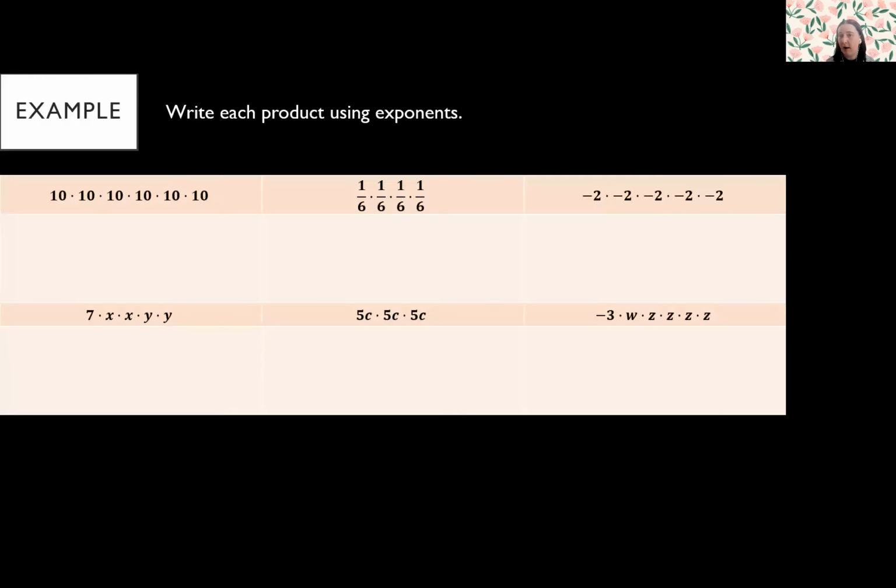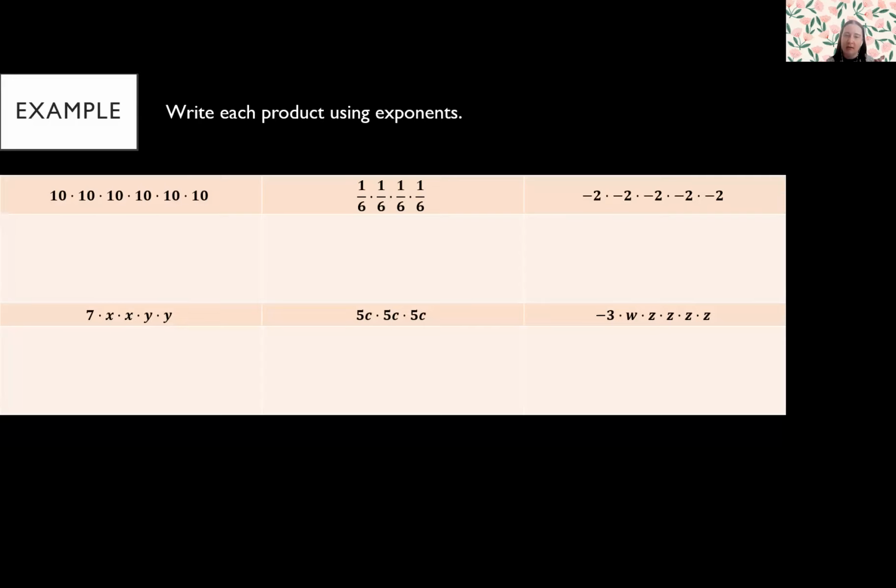So we're just going to practice the notation so you can get used to writing repeated multiplication as an exponent, and so you can see how this is created. We'll just start from the top row and move left to right. It says write each product. Product means multiplication, using exponents.